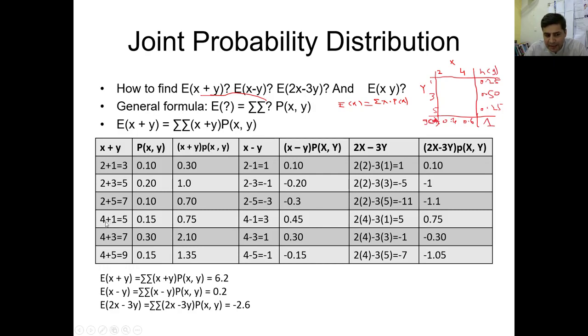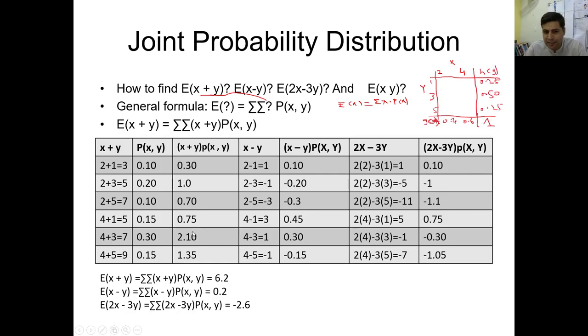Similarly, how do we calculate when x is equal to 4 and y is equal to 1? When x is equal to 4, the probability is 0.6, and when y is equal to 1, the probability is 0.25. Multiplying 0.6 into 0.25, you will get 0.15. When x is equal to 4 and y is equal to 3, the probability of x is 0.6 and of y is 0.50, so 0.6 multiplied by 0.50 gives this. For x equal to 4 and y equal to 5, x is 0.6 and y is 0.25. When you multiply, you will get this.